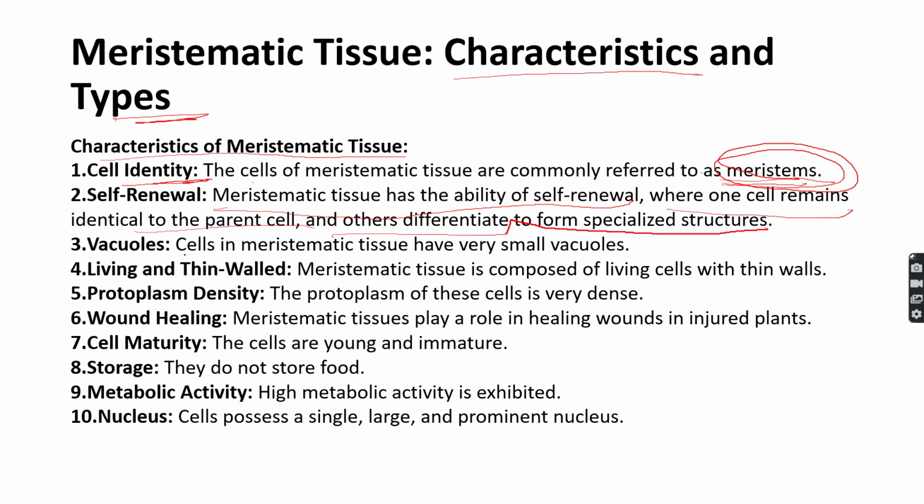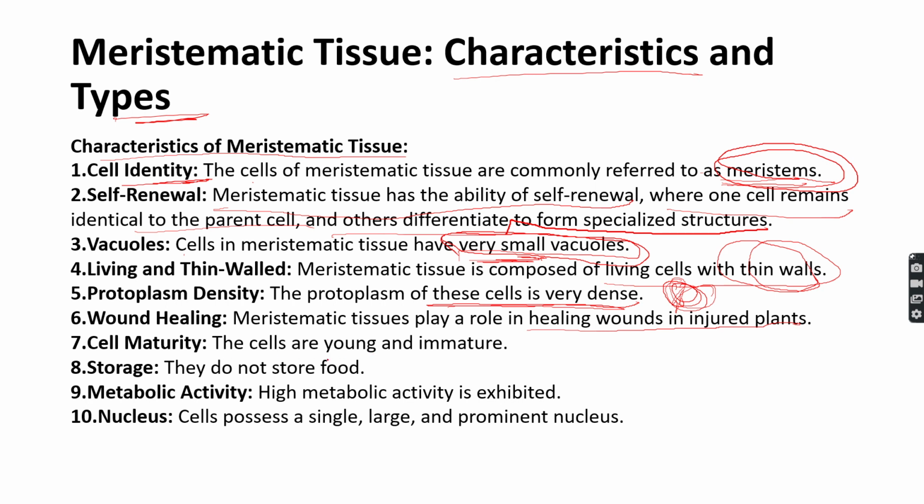Then in these cells the vacuoles are very small. This is very important. Meristematic tissue is composed of living cells with very thin cell walls. This is also an important point. Then the density of these cells is very high, because the structures are very small, but they are very rapidly dividing. That means they will not develop, they will start dividing themselves. Meristematic tissue also plays a role in healing wounds in injured plants.